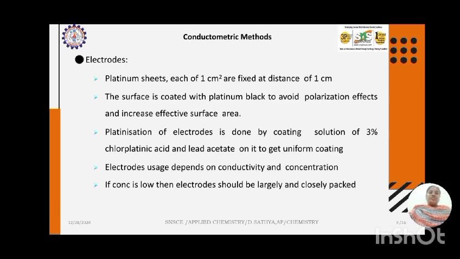Electrodes of platinum sheets, each of 1 centimeter square, are fixed at a distance of 1 centimeter. The surface is coated with platinum black to avoid polarization effects and increase the effective surface area. The platinization of the electrode is done by coating with a solution of 3% chloroplatinic acid and lead acetate to get a uniform coating. The electrode usage depends on the conductivity and the concentration. If the concentration is low, then the electrodes should be large or closely packed.